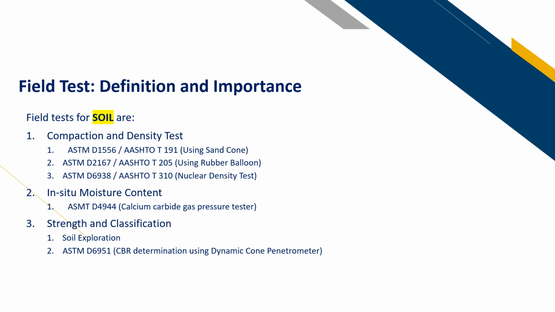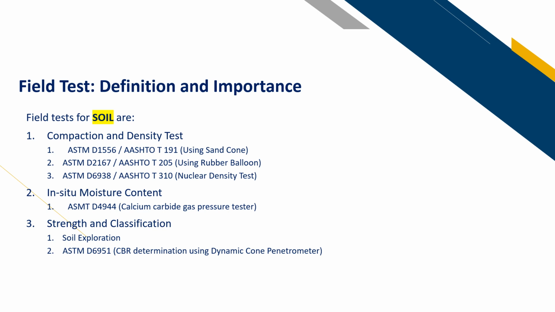But we can also use rubber balloon, and that will be under ASTM D2167 or equivalent in AASHTO T205. Okay, and also we can conduct the FDT or field density test using the nuclear apparatus, or the nuclear density test. And its code under ASTM is D6938 or its equivalent in AASHTO is T310.